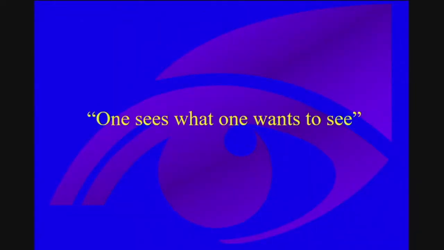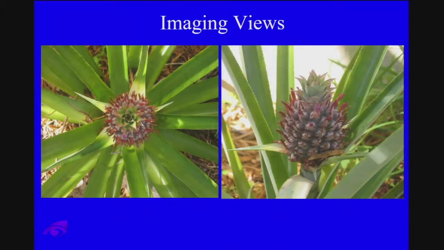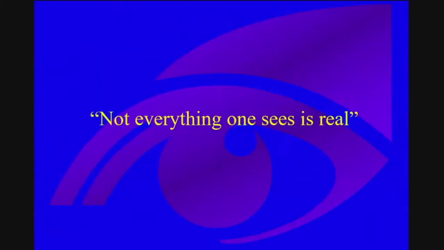So the other corollary is one sees what one wants to see. So this here looks like a nice radially symmetric flower in my backyard, but if you do the en face and cross-sectional view, you realize there's a pineapple growing in my backyard. So one has to be very careful in what they see, and not everything that one sees is real.